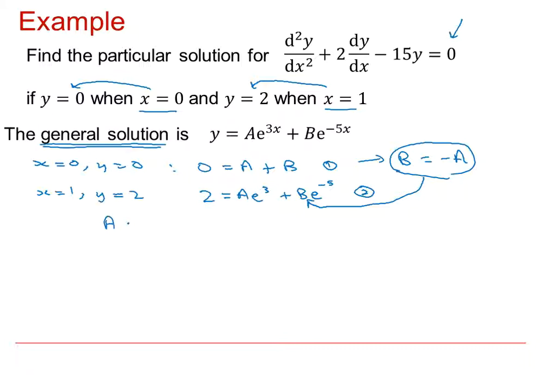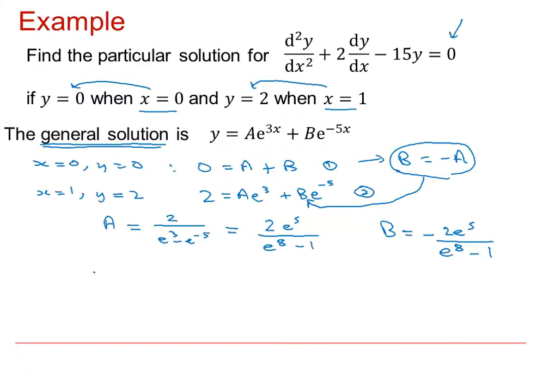It's a little bit fiddly, but you would find that the solution for a is 2 over e cubed minus e to the minus 5. This can be written slightly neater and clearer as 2e to the 5 over e to the 8 minus 1. So I've timesed top and bottom by e to the 5, and therefore b would be the negative of a, which is minus 2e to the 5 over e to the 8 minus 1.